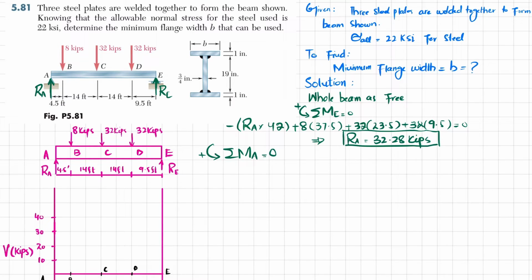So let's write it. RE into perpendicular distance is 42, and it is producing counterclockwise moment, so it will be positive. Minus 32 into 4.5, minus 8 into 4.5, this one. Now minus 32 into perpendicular distance is 18.5.